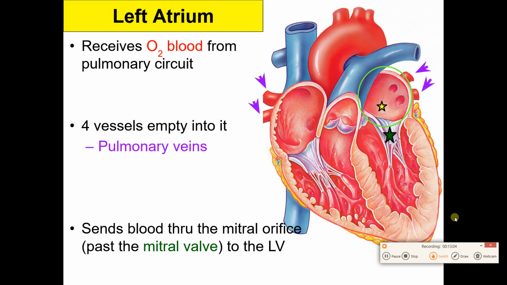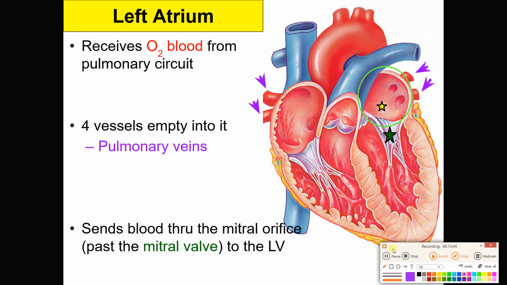The left atrium, on the other hand, gets oxygenated blood. Here it is over here. That oxygenated blood is coming from the pulmonary circuit by way of 4 pulmonary veins. I got 2 right pulmonary veins, right superior, right inferior. I got a left superior, left inferior pulmonary vein, all of them delivering oxygenated blood back to that left atrium. Then that blood flows down through the mitral orifice, past the mitral valve, into the left ventricle.